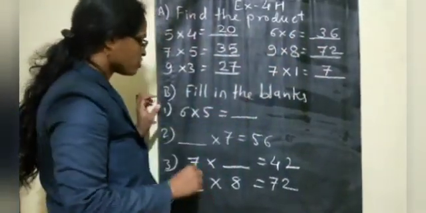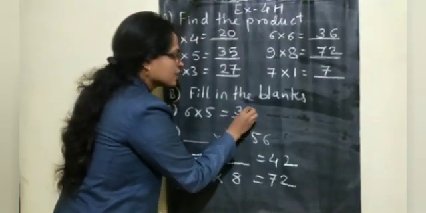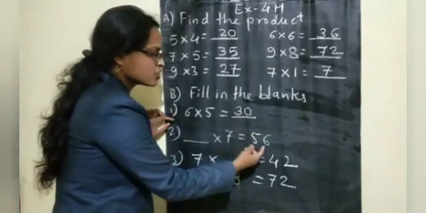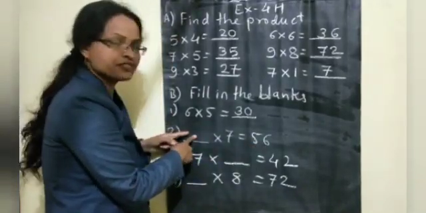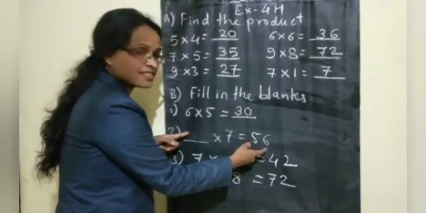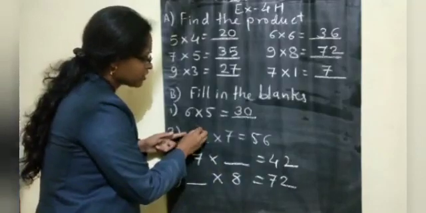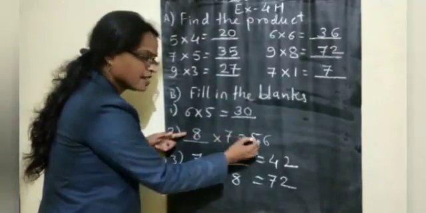Fill in the blanks form. First example, 6 5s are 30. Now in the second example, the answer is already given. You have to find the first number. So 7, you have to ask how much is 56, because the answer is present here. 7, how much is 56? 8s. So here it will come 8, because 7 8s are 56.